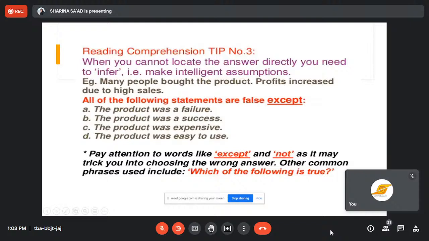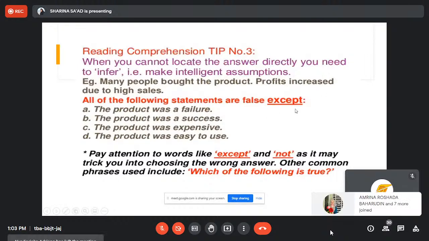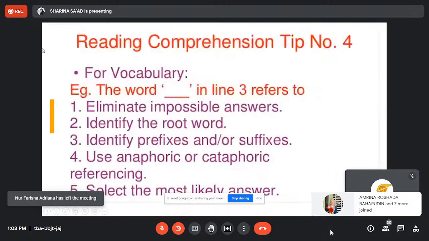Okay, never mind about the answer. But I just want you to know the technique of answering. When you have this type of question, pay attention to the word except, so that you will not answer wrongly.